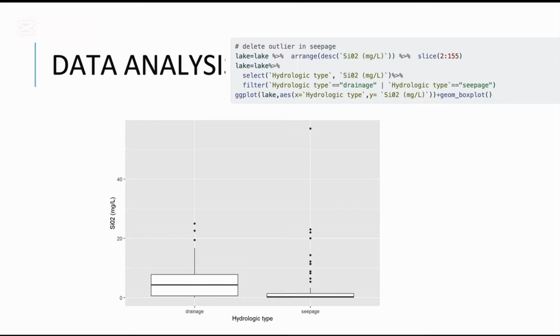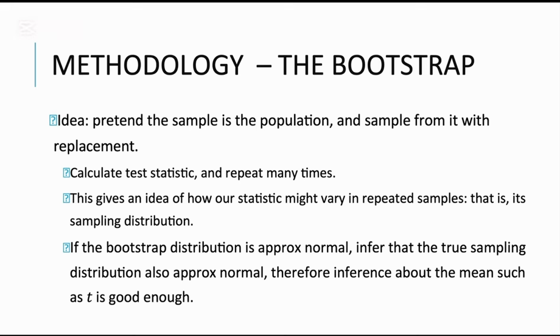And there are extreme values in the seepage, so we remove them to ensure our data is not skewed. Then we use a bootstrap to know the distribution of the sample mean. We pretend our sample is a population and sample from it with replacement. If the bootstrap sampling distribution is approximately normal, then the true sampling distribution is approximately normal too. Therefore, inference about the mean, such as using a t-test, is useful.